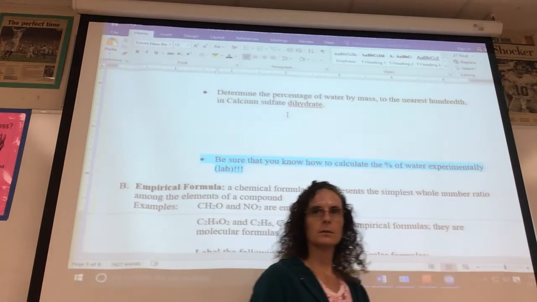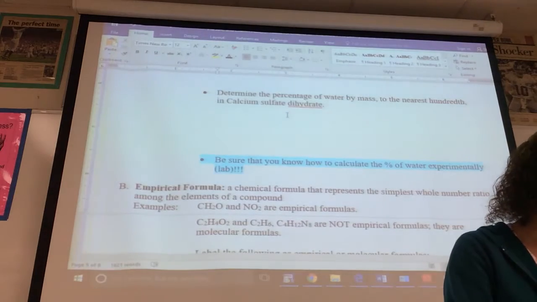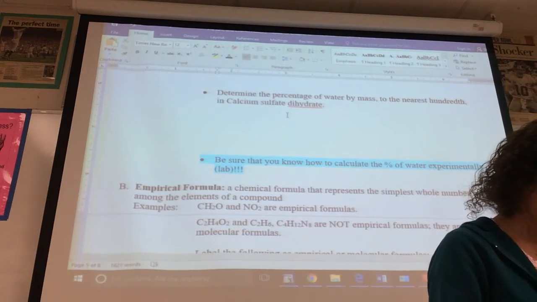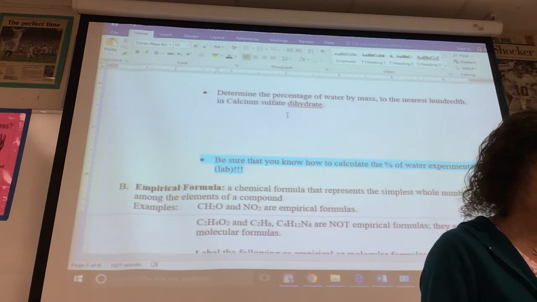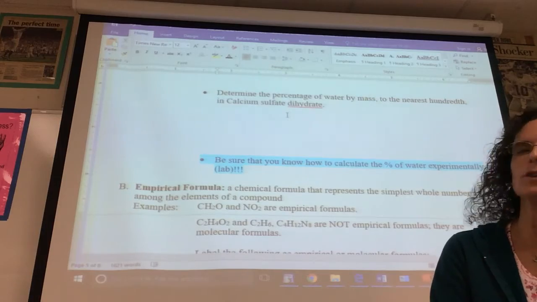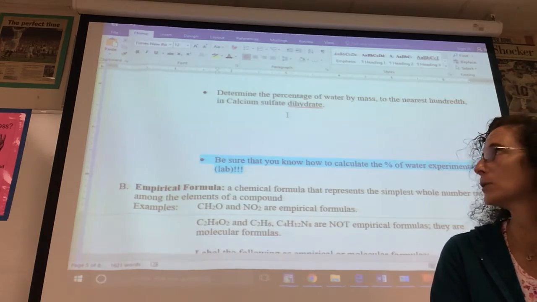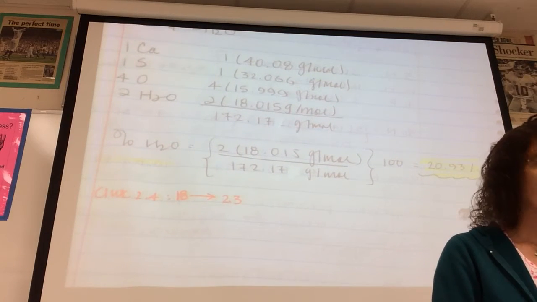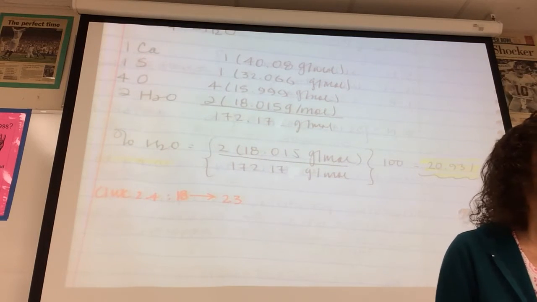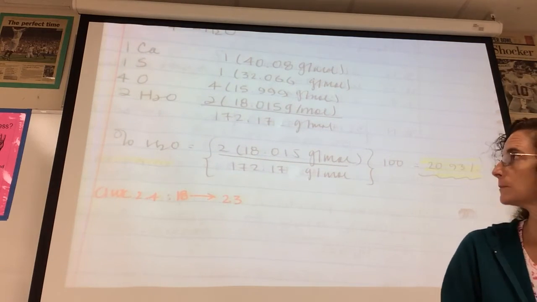Okay, how did we do? Are you rocking and rolling? Are you finding this easy? Is it always going to be 18.015 for water? You can use 18.0148 if you want. I'm not that picky with it. It's pretty much just adding up the oxygen and the hydrogen.